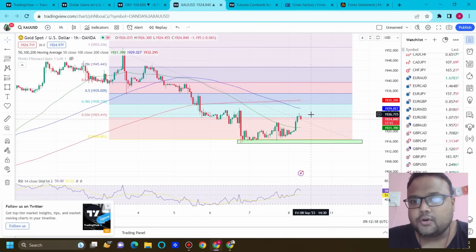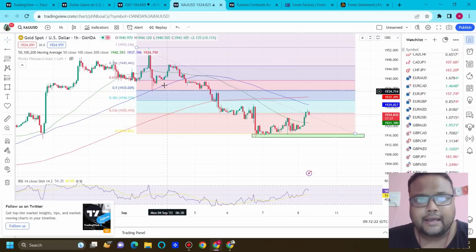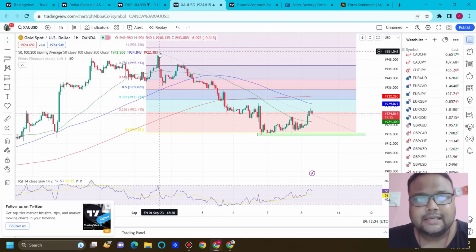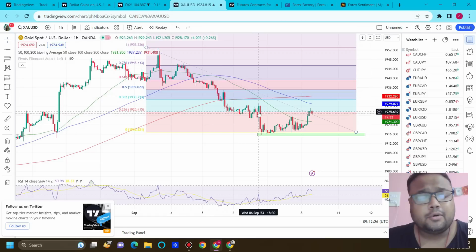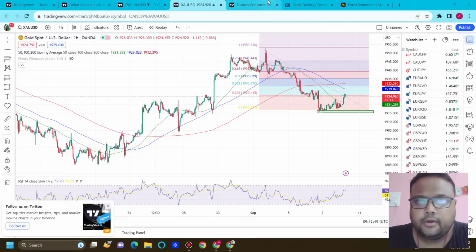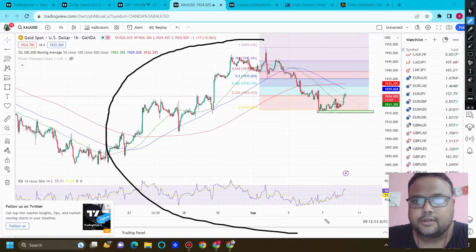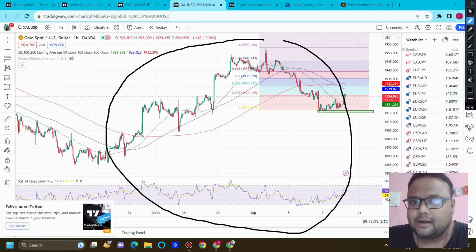You can see here gold is standing at 1924 right now, and technically the market is standing at the FIBO 23.6% retracement level. If we look at the overall trend of gold here, then yes, the overall trend is okay. It looks like after some upside, gold was going for some recovery.